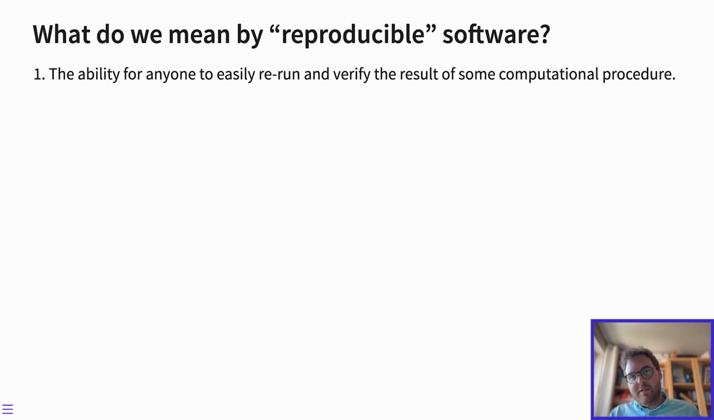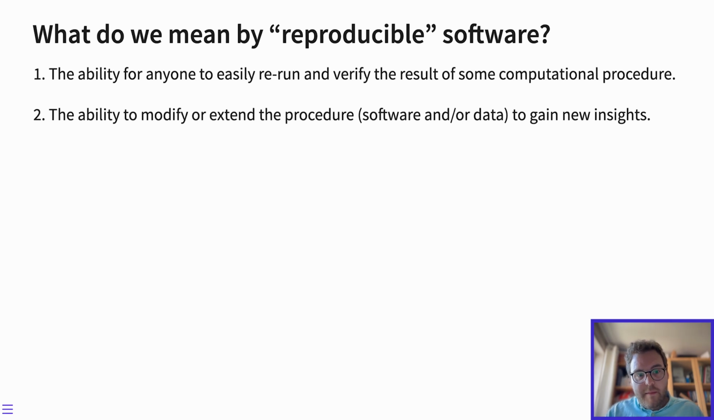Now, there's no real hard definition for when a piece of software or a piece of analysis is reproducible. There's mainly just guidelines. One definition that I like is that something's reproducible if anyone can easily rerun and verify the result of some computational procedure. And as a follow-on to that, you also get the ability to modify or extend that procedure. Perhaps you go and collect more data, or perhaps there is extended software that you've written or you can use to extend that piece of work and gain new insights.